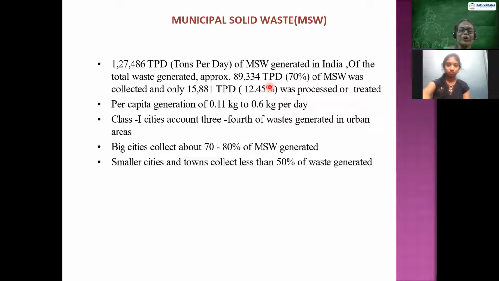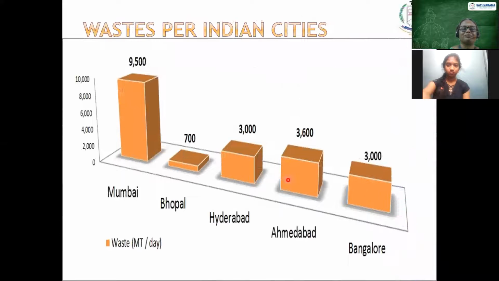That is happening. Okay, per capita generation. You can see that from 100 gram to 600 gram per head we are generating waste. In class 1 cities, the waste generated in urban areas, the big cities, is around 70 to 80 percent because of the thick population. And when you see smaller cities, around 50 percent of the waste is created.